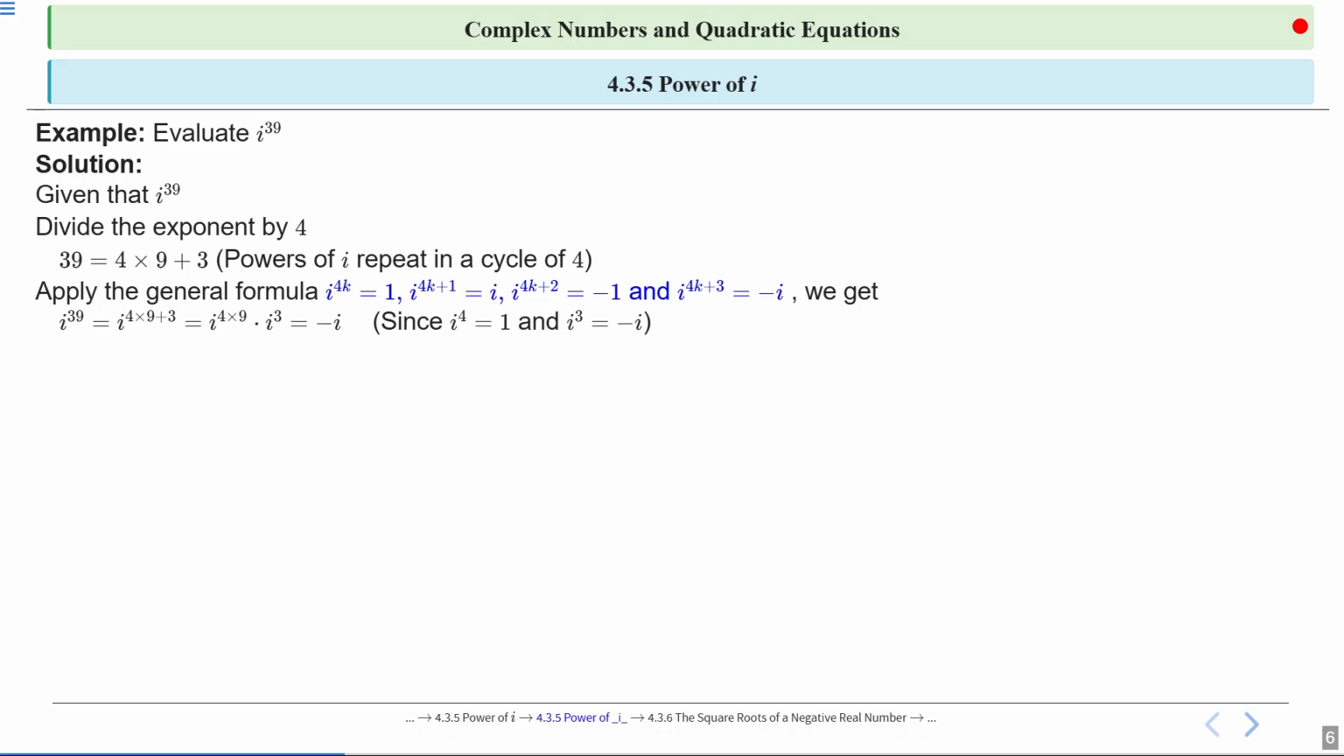So we get iota to the power 39 equals iota to the power 4 times 9 plus 3, equals iota to the power 4 times 9 times iota cube, equals minus iota, since iota to the power 4 is 1 and iota cube is minus iota. Therefore, the final answer is iota raised to the power 39 equals minus iota. So this is our final answer, and I hope this example is clear to all of you.